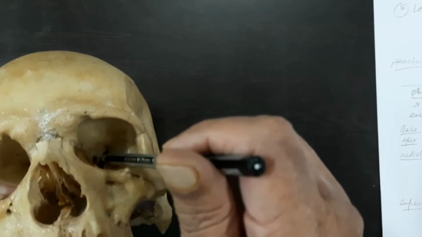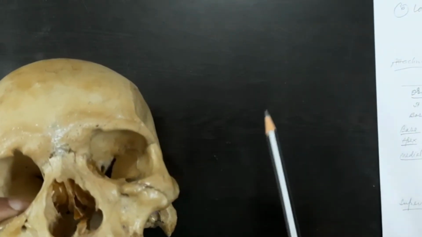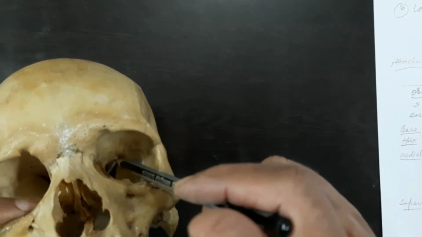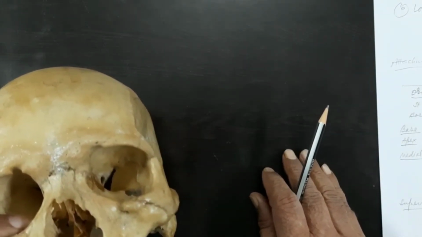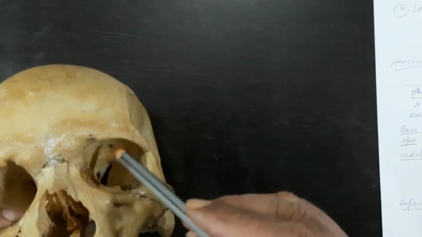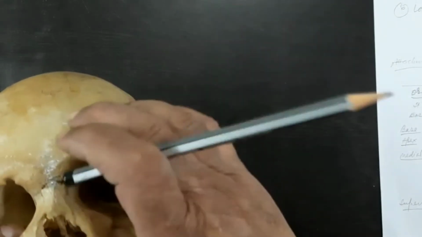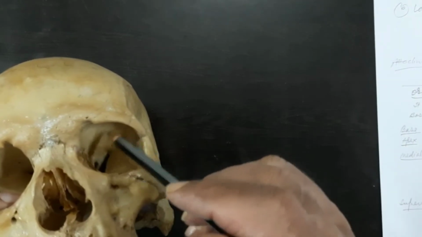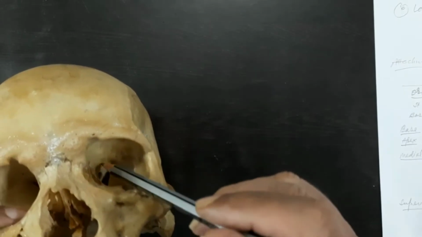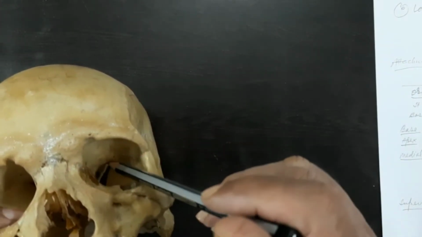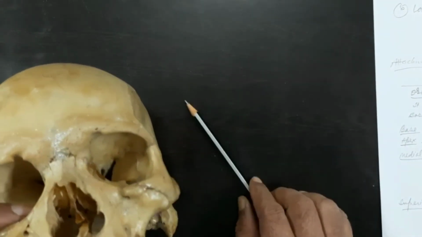The lesser wing of the sphenoid is where the optic foramen is present, and it runs laterally. So the most posteriorly placed part is the lesser wing of the sphenoid. This is the roof here, and the roof, as I said, is the orbital plate of the frontal bone. This is the frontal bone, and this horizontal plate forming the roof is called the orbital plate of the frontal bone. Most posteriorly this foramen is seen, and just lateral to it is the lesser wing of the sphenoid. This is the opening of the optic canal.